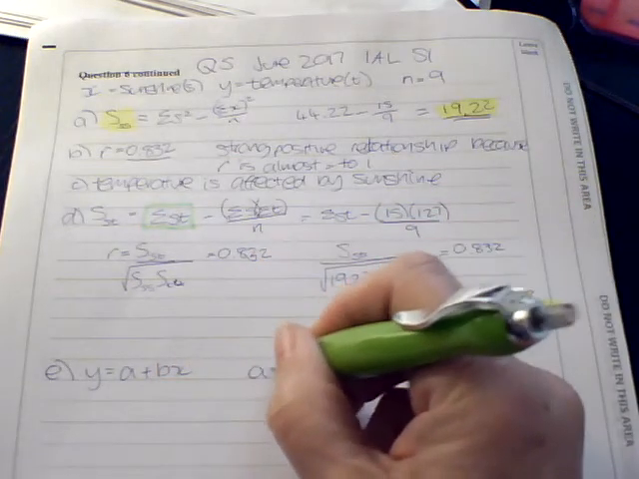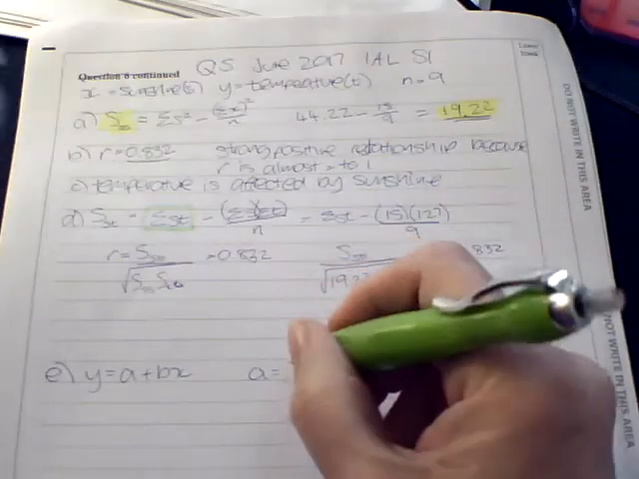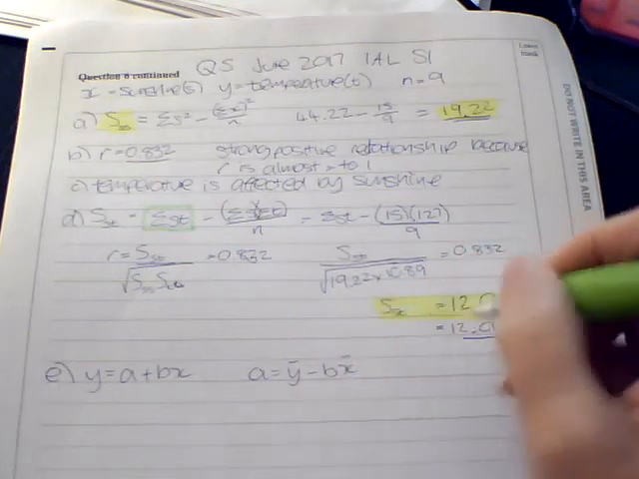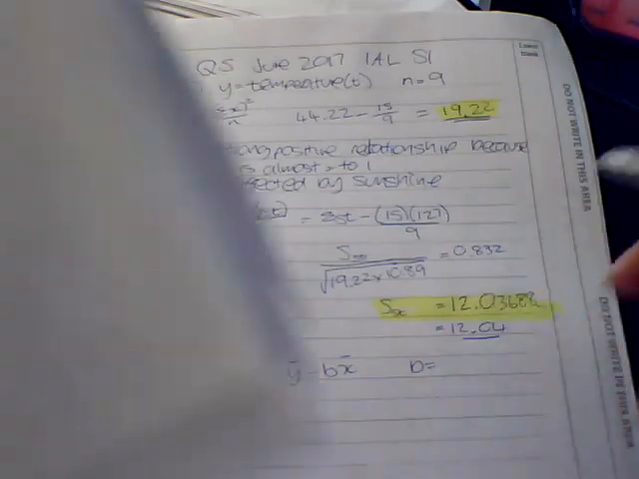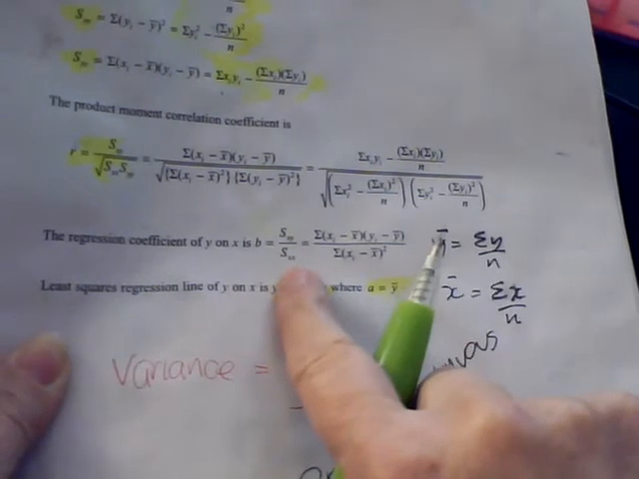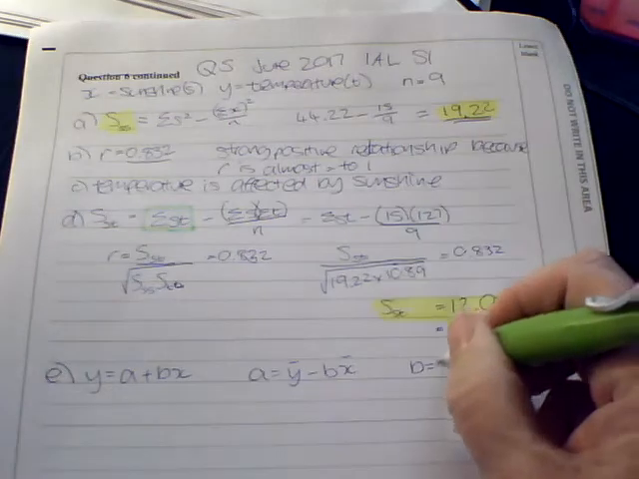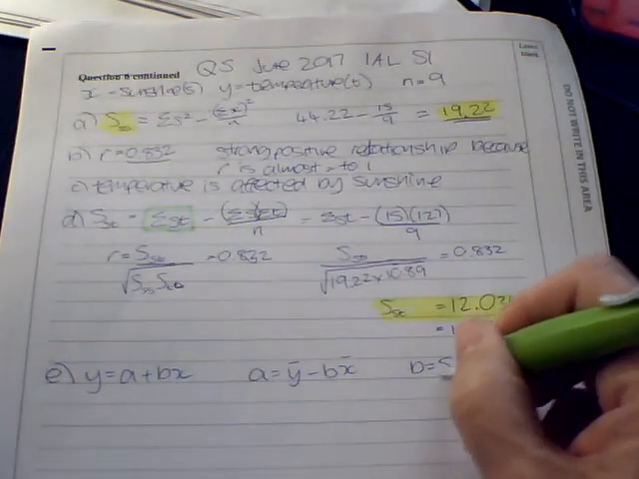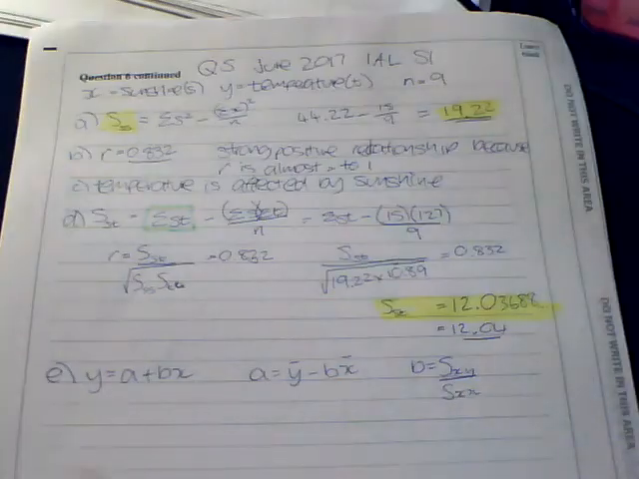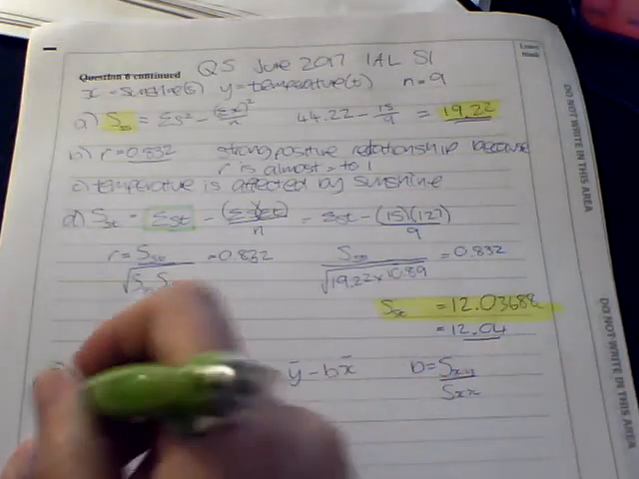where a equals y bar minus b x bar, and where b equals sum of xy divided by the sum of xx. Okay, let's get plugging in. Got to find b first because a is dependent on b.